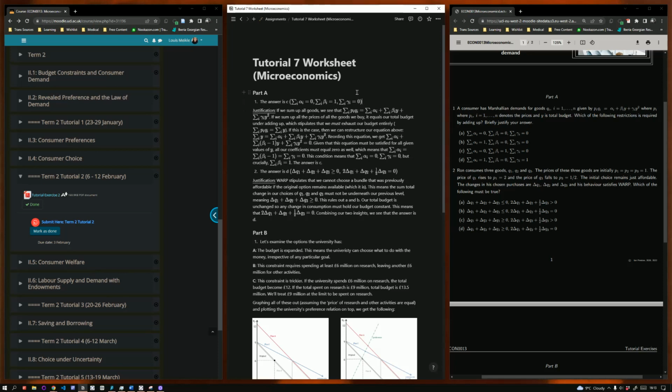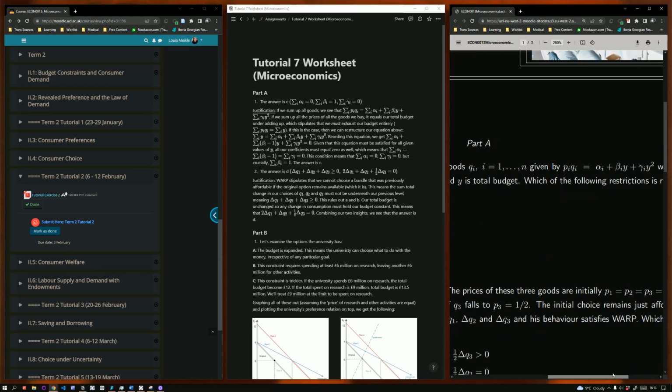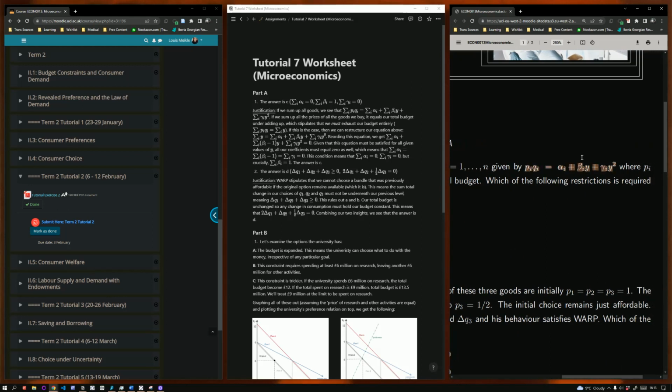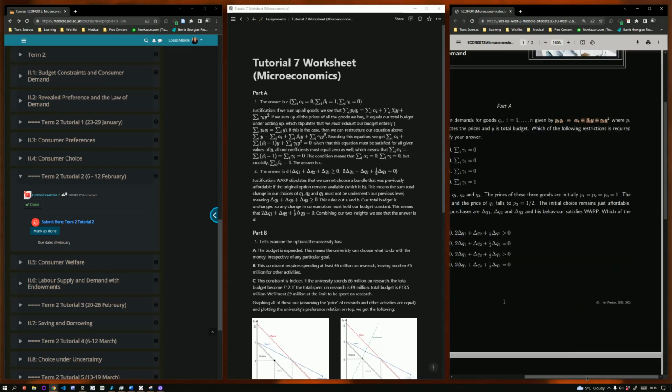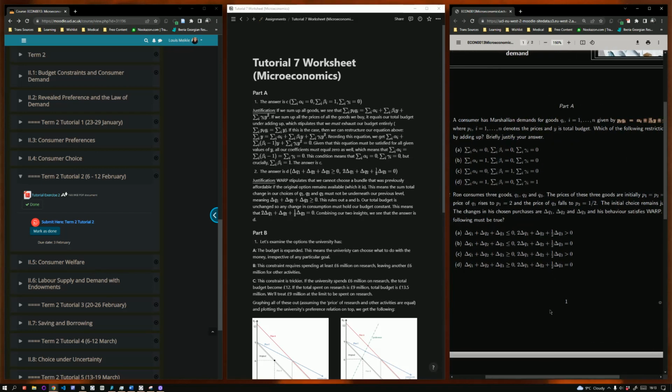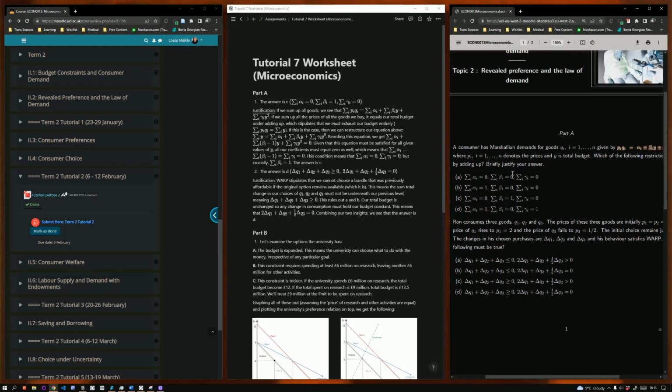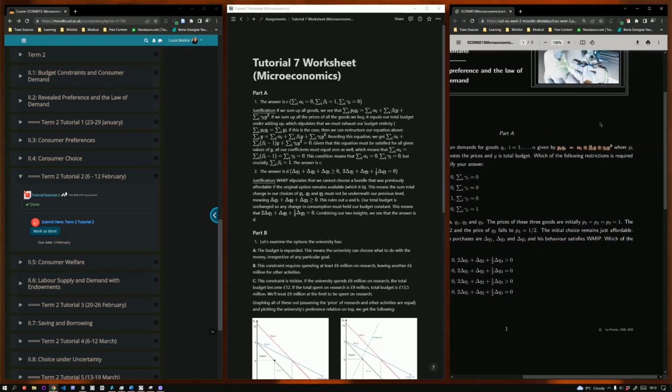Now, if you sum up... first of all, let's take a look at this one over here. We have this expression for how we're going to work with our budget. What does this specifically say? This is our demand for goods, the Marshallian demand. If we sum all these up, we get this lovely summation relation: the sum of Pi times Qi equals the sum of alpha I plus the sum of... you get the idea.